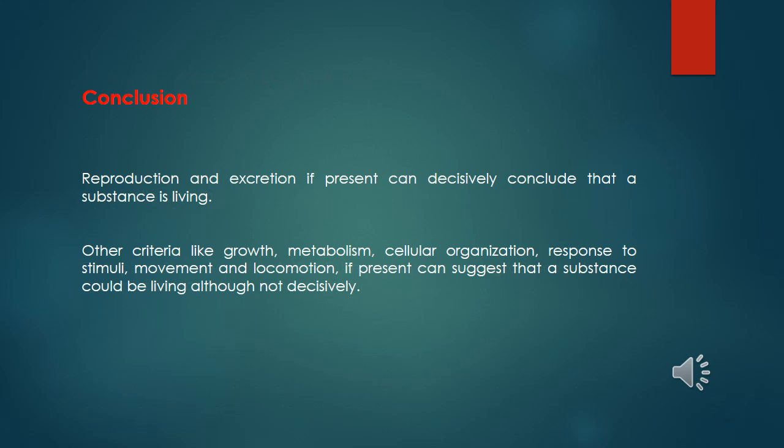Now we can conclude which substances can be called living and which cannot be called living. As we have seen, reproduction and excretion are the criteria that, if present, can solely conclude that a substance is living. However, the other criteria like growth, metabolism, organization of the body, response to stimuli, movement and locomotion, if present, can also point that a substance can be living. However, it cannot conclude it decisively.